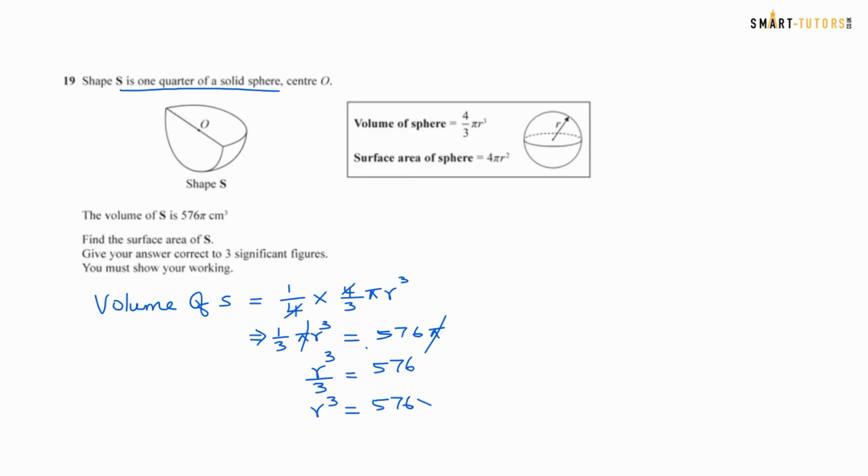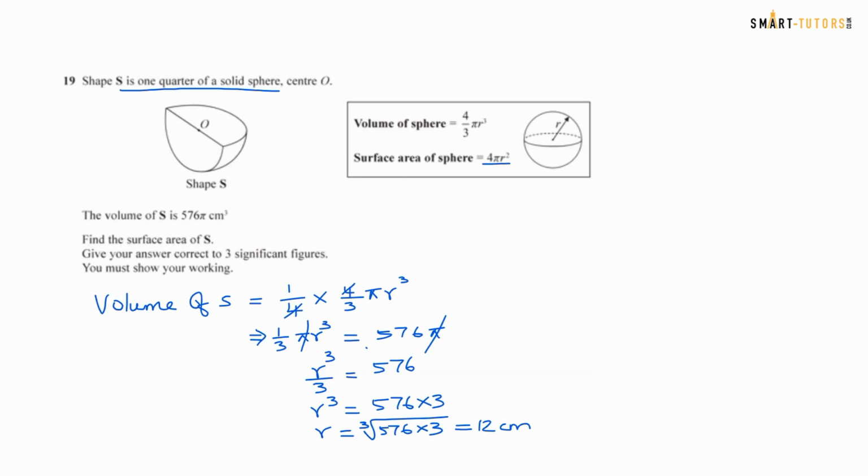I'm going to cross multiply: r cubed equals 576 times 3, and r equals the cube root of 576 times 3. Don't use your mental maths, just use a calculator. So let me do it on my calculator. It's the cube root of 576 times 3, and the answer is 12. So that is a nice answer. So r equals 12 centimeter. So the radius we found is 12 centimeters.